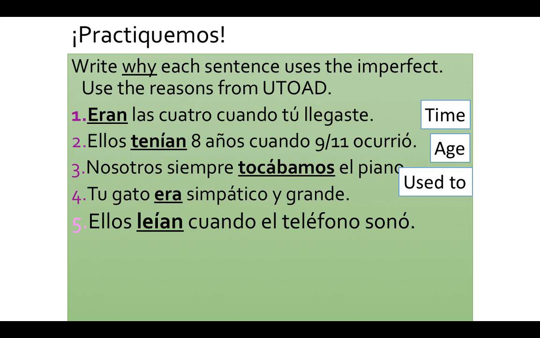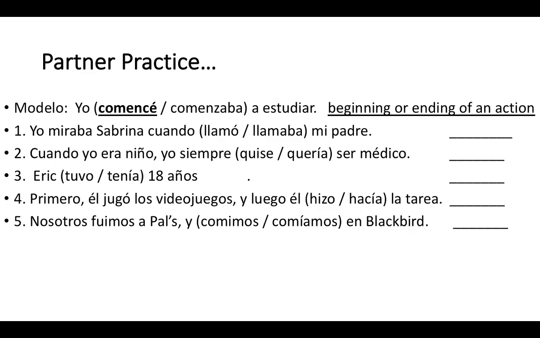Number 4, tu gato era simpático y grande. Your cat was really nice and big. Or we should say gordo here, maybe, nice and fat. Either way, we're talking about a description of the cat, which is why we used the imperfect. And then number 5, ellos leían cuando el teléfono sonó. They were reading when the phone rang. They were reading, that is an ongoing action. So we have the imperfect there. Okay, so hopefully you're feeling good about those. Now we mix them all together. It gives you a series of sentences here. You have to decide if it's preterite or if it's imperfect, and tell me why from UTOAD or voiced.